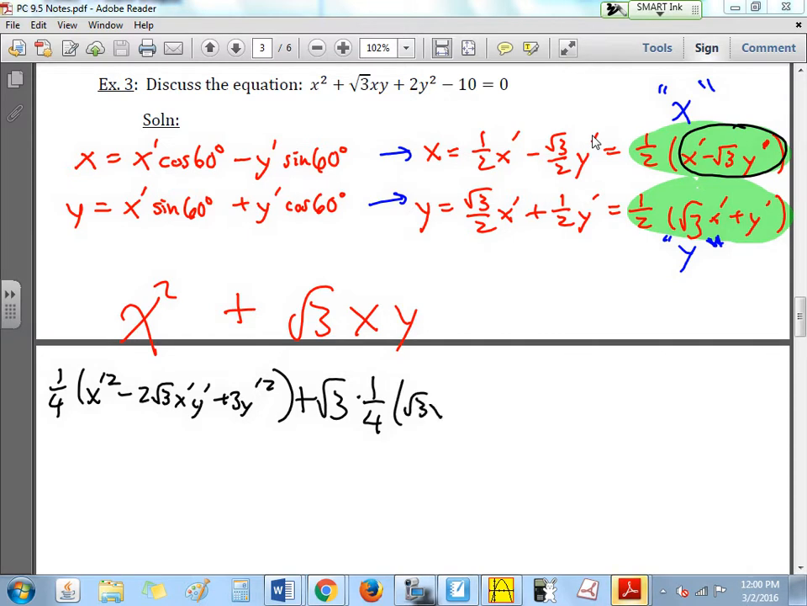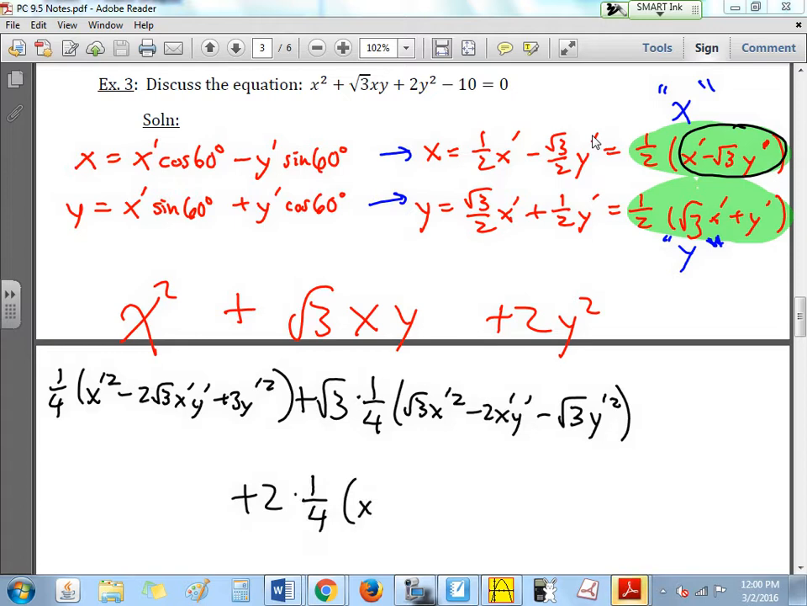Rad 3 x prime squared. I already collected my like terms. Minus 2x prime y prime minus rad 3 y prime squared. And then I also need a term that says 2y squared. So I need that guy. So that's going to be plus 2 times 1/4 3x prime squared plus 2 rad 3 x prime y prime plus y prime squared. And then there's a minus 10 equals 0.